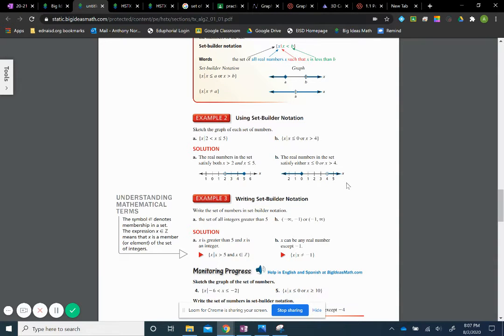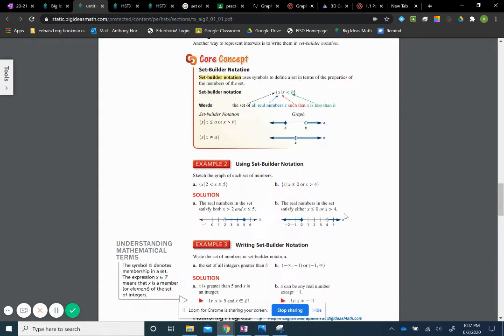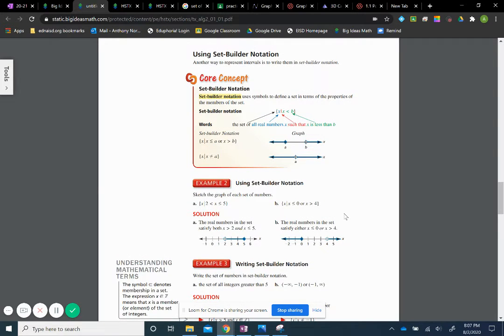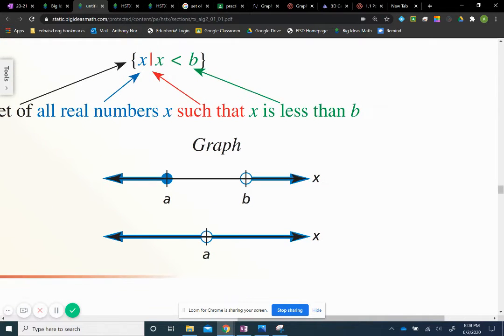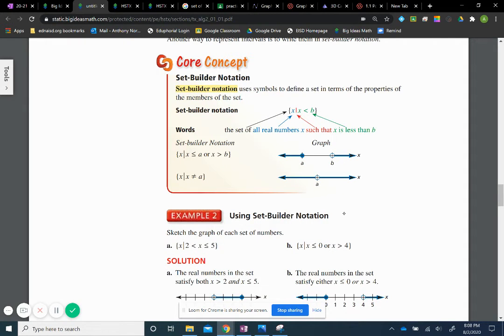Next, we will discuss set builder notation. It looks complicated, but it's really not. So as it says, set builder notation uses symbols to define a set in terms of the properties of the members of the set. Do what now? It's really straightforward. The set builder notation explains to you what is occurring. So open curly brace, close curly brace. This just lets you know that this is a set.